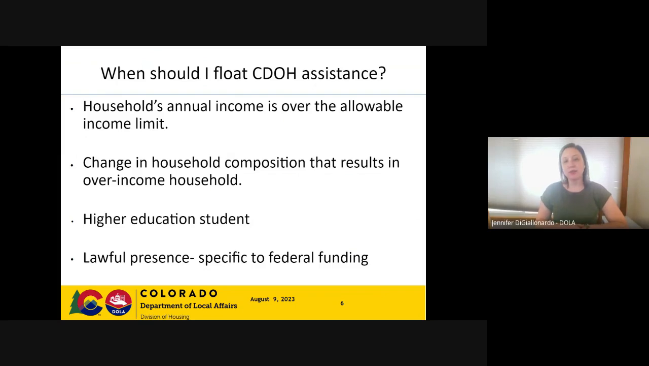Or even lawful presence. Say someone had an expired green card, can no longer or will no longer certify that they have lawful presence. This needs to be floated to an alternate unit. Again, with lawful presence, this is specific to federal funding, and you do not have to follow that requirement with our local state funding sources.